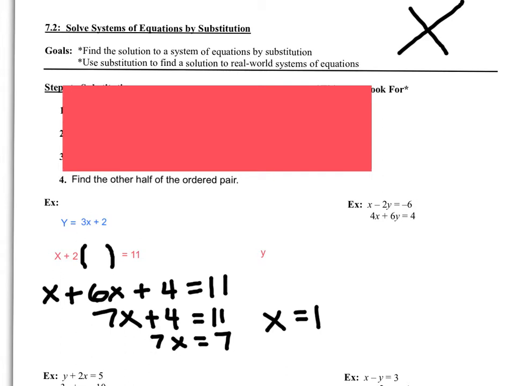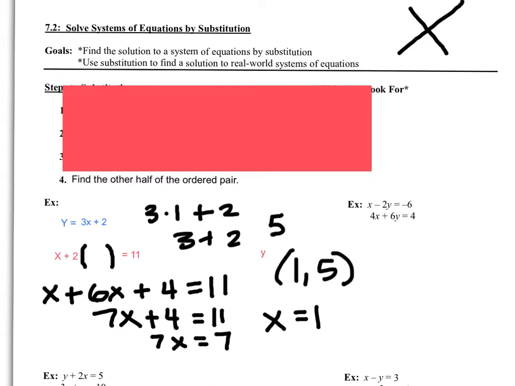But I know what x is. X is 1. So if I take that 1 and put it in there, I get y equals 3 times 1 plus 2, which is 3 plus 2. So y is 5. So now I have my ordered pair. I have 1, comma 5, and that should have said y equals 5, because that should have been y equals the whole time. Now I have an ordered pair, I have an answer, I'm good to go.